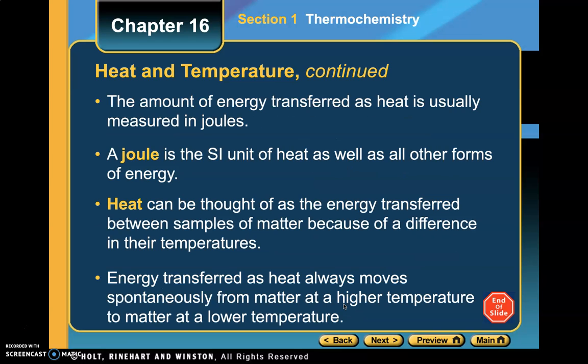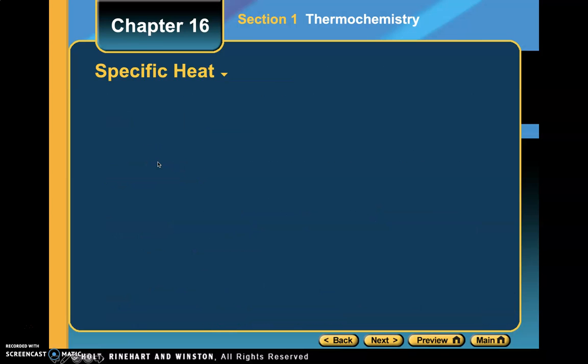Okay, so then we can get into heat transfer, right? The amount of energy that is transferred as heat is measured in joules. So joules is our SI unit there for heat, well, any energy really. Heat can be thought of as energy that is transferred between 2 samples of matter because of a difference in their temperature. And we know that it's always going to move from high temperature to low temperature, right? That's how energy will always move. Cool. So again, joule is our SI unit there.